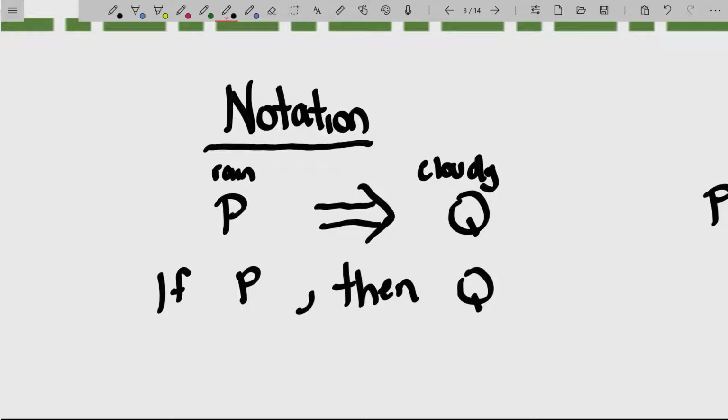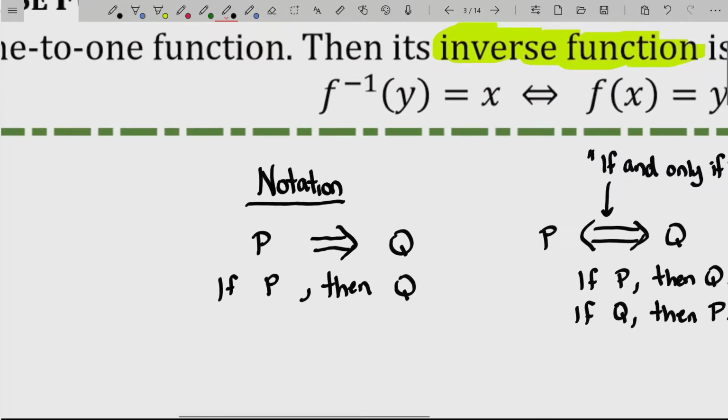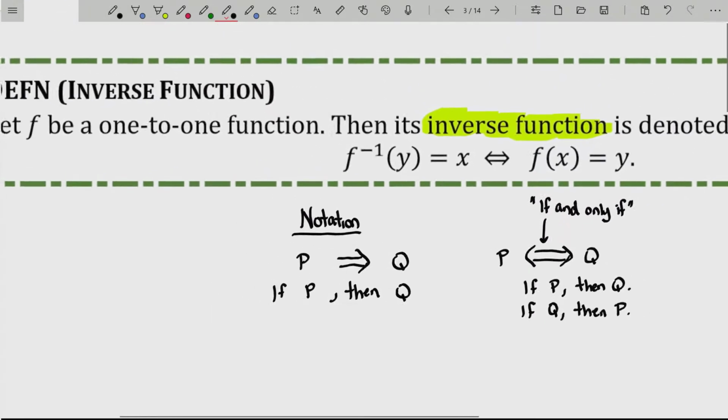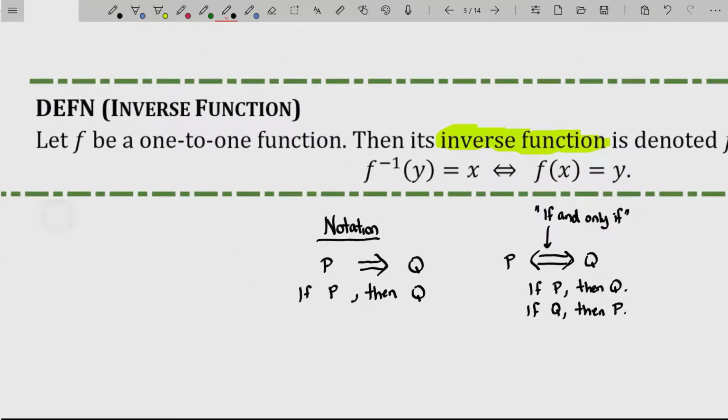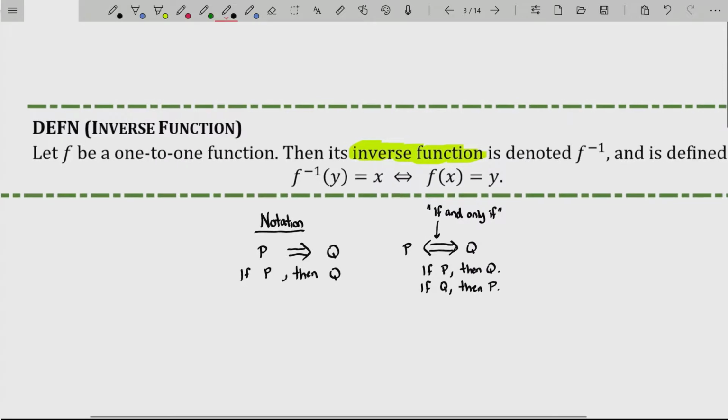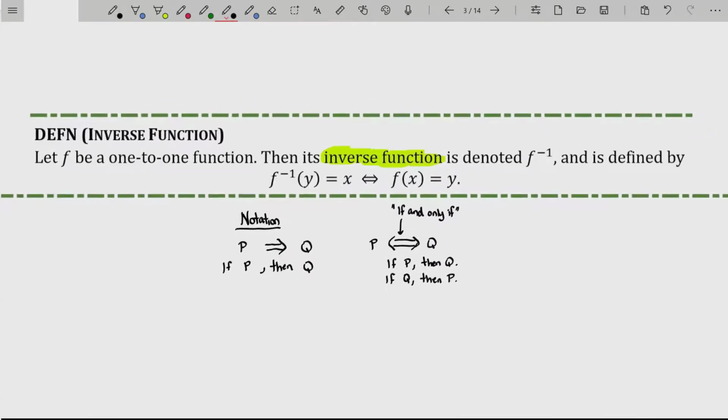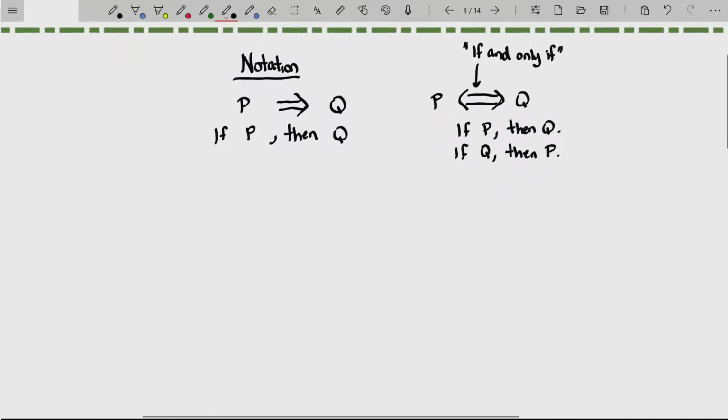Okay? So that's what an injection is. And you don't need to know that word, by the way. All right, so I'm going to zoom out here. And again, we have a one-to-one function. Then the inverse of that function is denoted with this notation right here, and is defined by that notation of y is equal to x if and only if f of x is equal to y. Now that notation is called the inverse function notation. And I want to focus in on that a little bit.